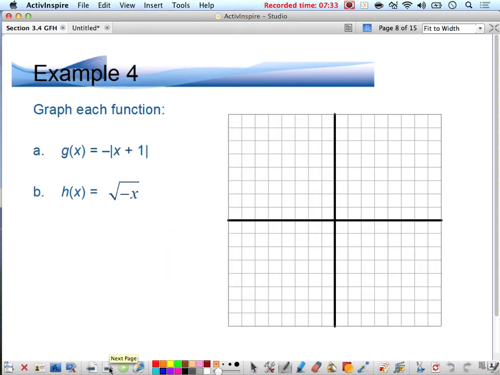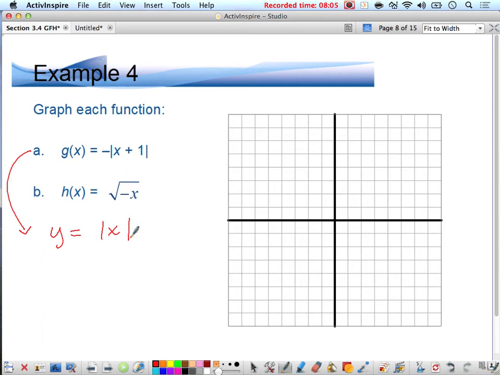Here I want to first look at g of x equals negative absolute value of x plus 1. G of x equals negative absolute value of x plus 1. Let's talk about part A first and ignore part B for now. Tell me what the parent graph for part A is. Y equals absolute value of x. Right? Okay.